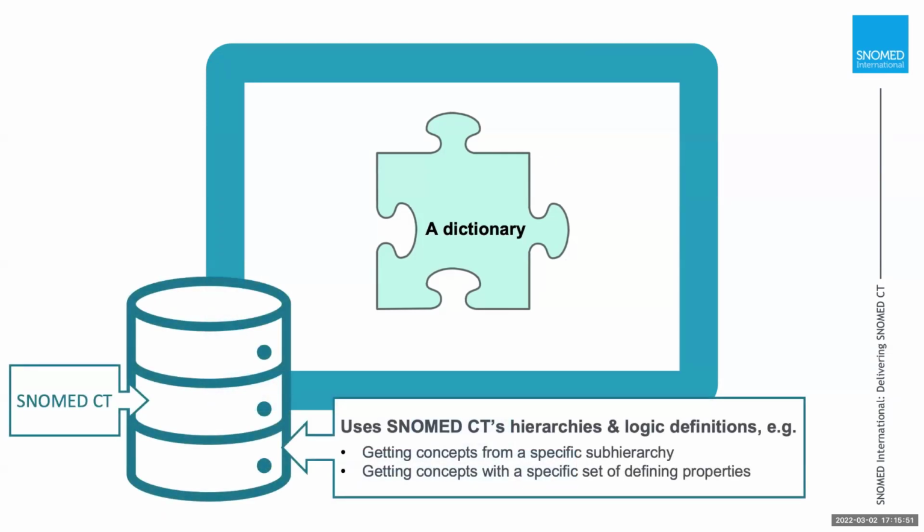So with this approach, using SNOMED CT as a dictionary, we anticipate that you have used it as a code system, or you have indexed your records using SNOMED CT. So this requires you to have a SNOMED CT-enabled representation of your clinical data. And here we then start to use the hierarchies and the logical definitions of SNOMED CT concepts. Some examples could be that you want to get concepts from a specific sub-hierarchy, or you want to get concepts with a specific set of defining properties.